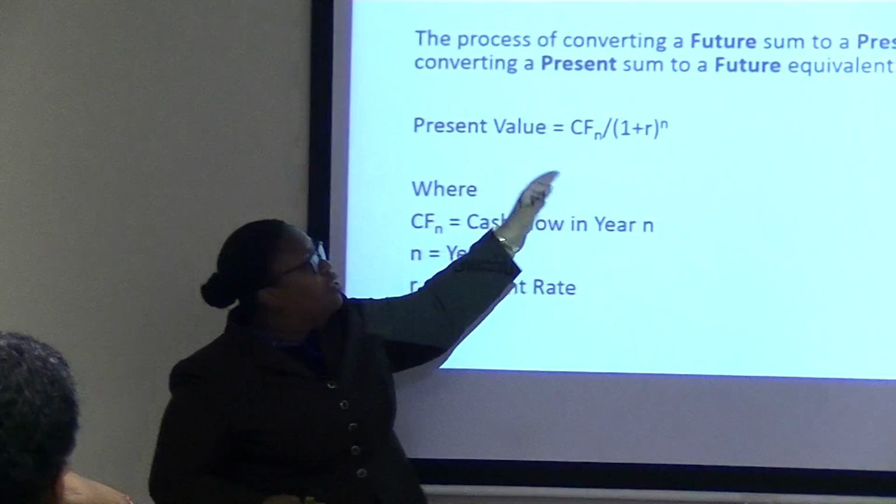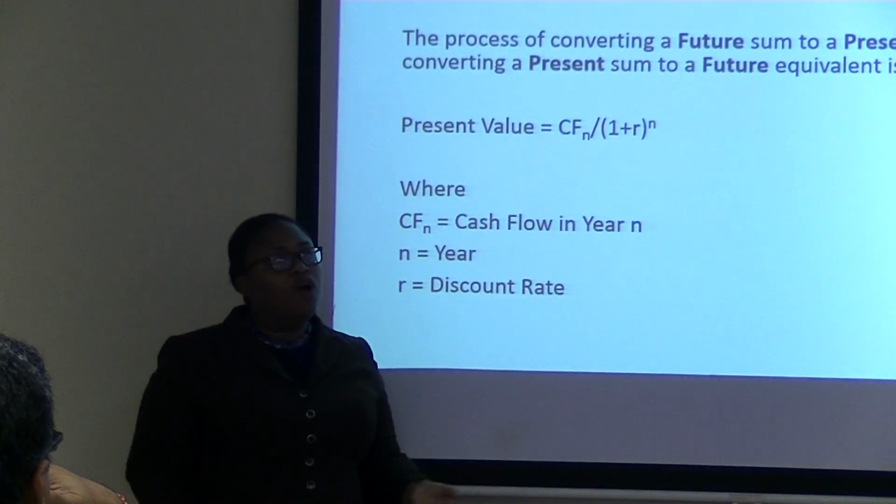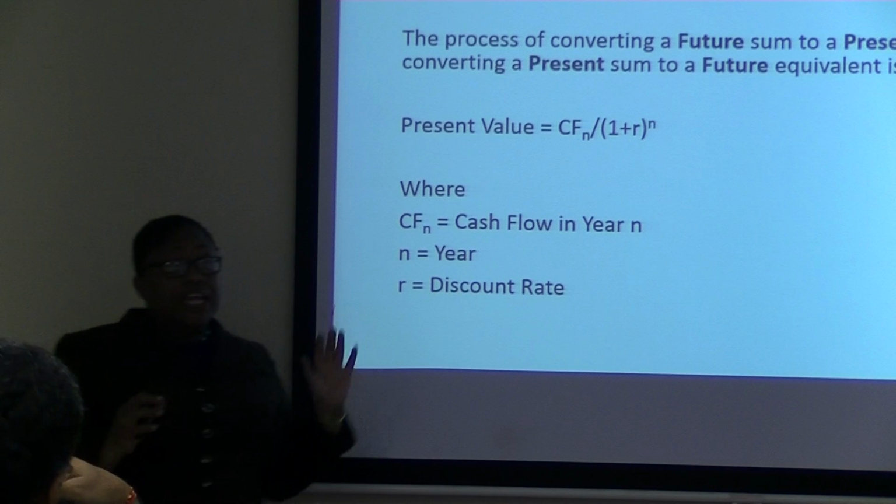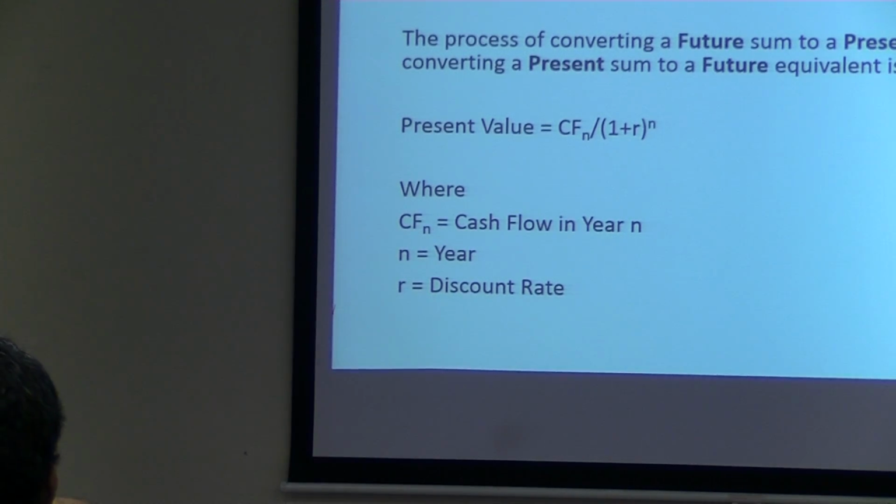So we have a cash flow sometime in the future. We want to know what it is worth today. To do this discounting, you need to use this formula here. This is the cash flow in year N divided by 1 plus the discount rate to the power of the year. That is the compound interest equation. That is how you find the present value of a cash flow.